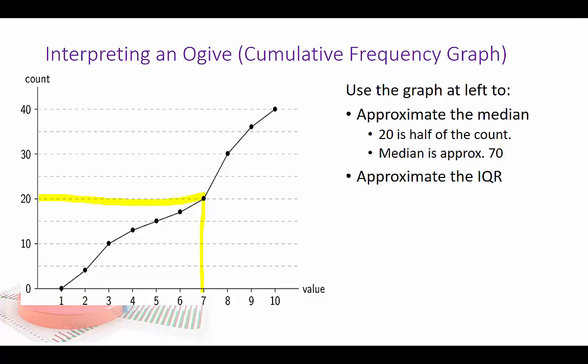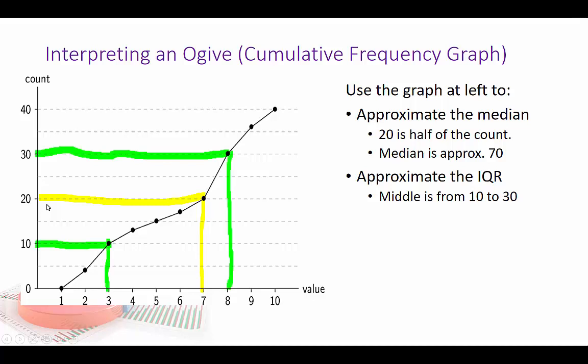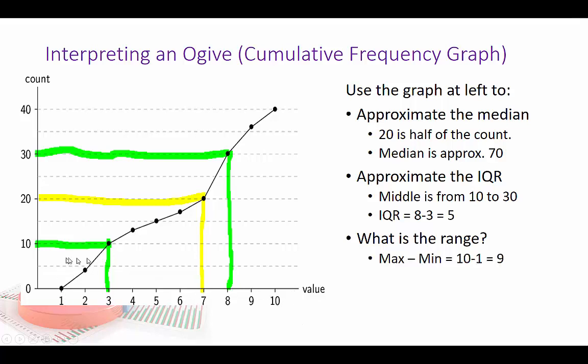Now I want to approximate the IQR. Well, the IQR is the middle 50%. Well, the middle 50% will be from counts 10 to 30, right? And looking at those and then looking down, that's from 3 to 8. So the IQR would be 8 minus 3, or 5. Finally, the range. Well, the range is just the max, 10, minus the min, 1. So you get 9. And we are almost done.